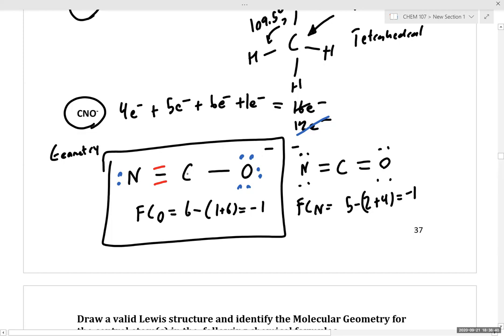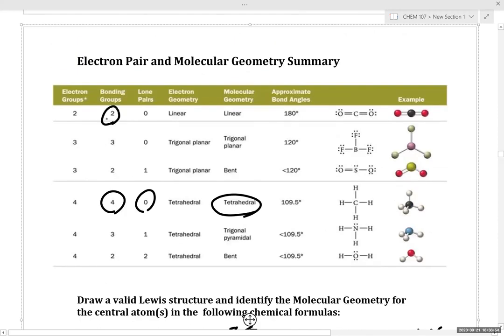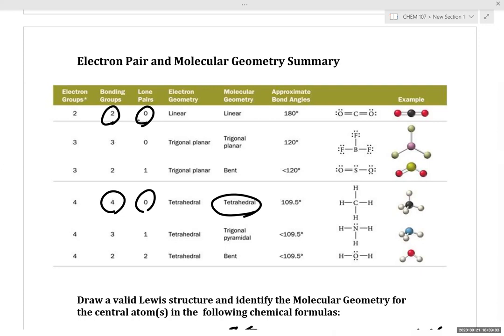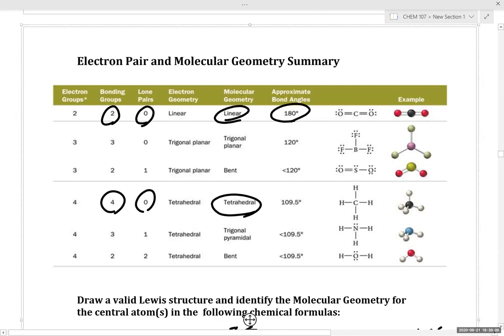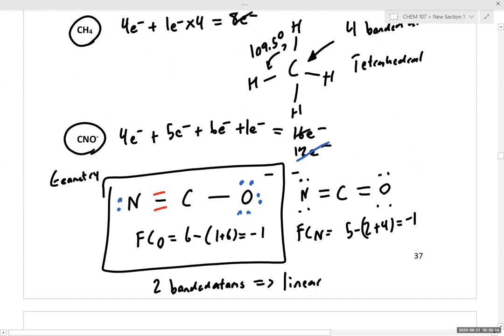So in terms of the geometry around carbon, we have 2 bonded atoms. So then, if we find 2 bonded atoms, let's go to our table, which we'll eventually have to memorize. If we have 2 bonded atoms and 0 lone pairs, what geometry do we have? Linear. Yep, straight as a dart, linear, 180-degree bond angles. So we have a linear molecular geometry, and that's why our bond angle is 180 degrees.